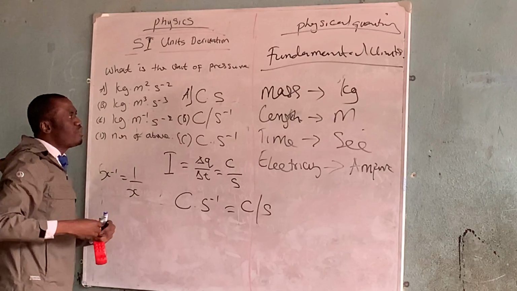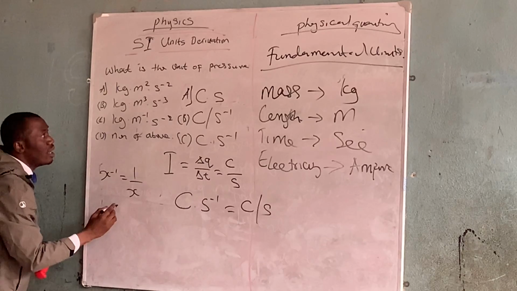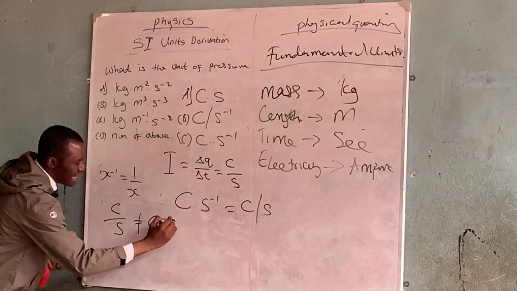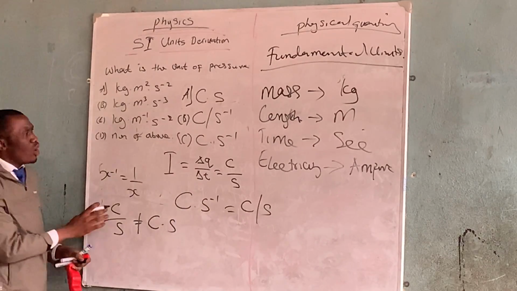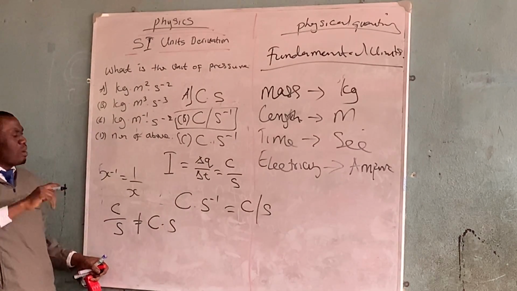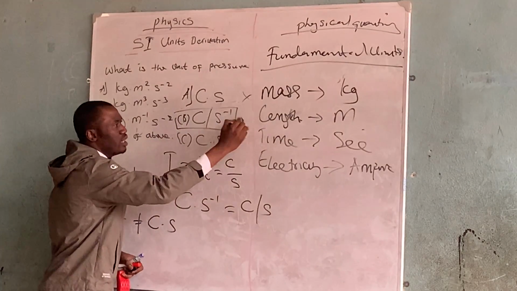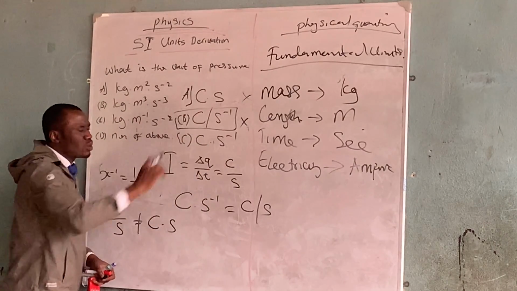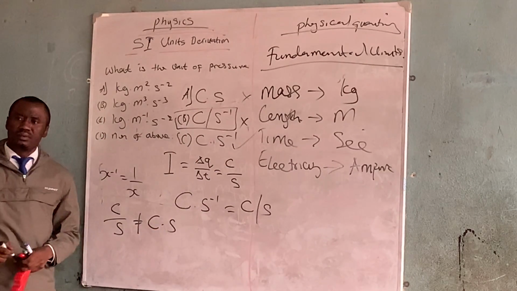The answer is not A because in WAEC, C over X is not the same thing as C times X. Are you following that? The next one is B. Notice that B is in this form, but the problem is that B has a negative sign, and it is wrong. So the answer is this one, because after the division is done, the S will have a negative sign.